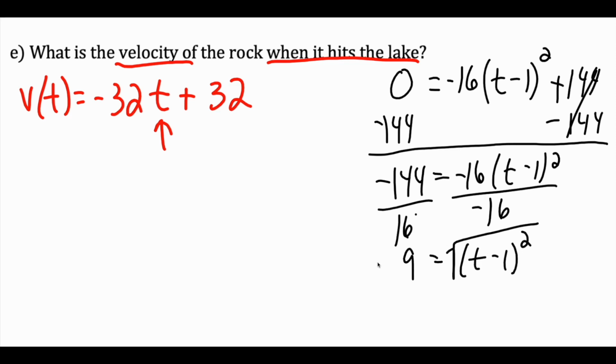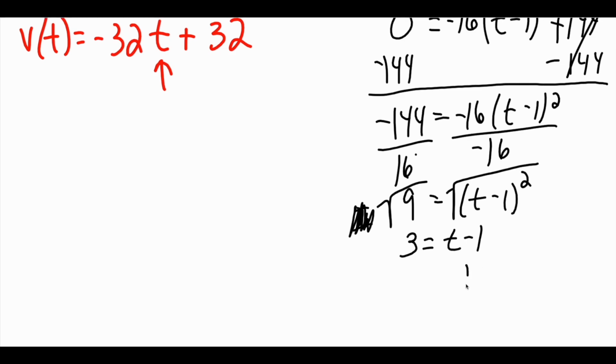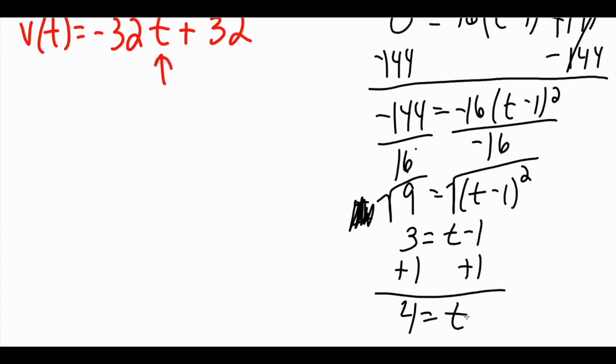Take a square root, and again, normally with this we would have a plus or minus, but remember we're talking about time, so we don't need a plus or minus here, it's just going to be the positive. So 3 is equal to t minus 1, and then we will add 1 to both sides. So 4. So t equals 4, that tells us that it took 4 seconds for the rock to hit the lake. Okay, so that's what we'll plug in here.